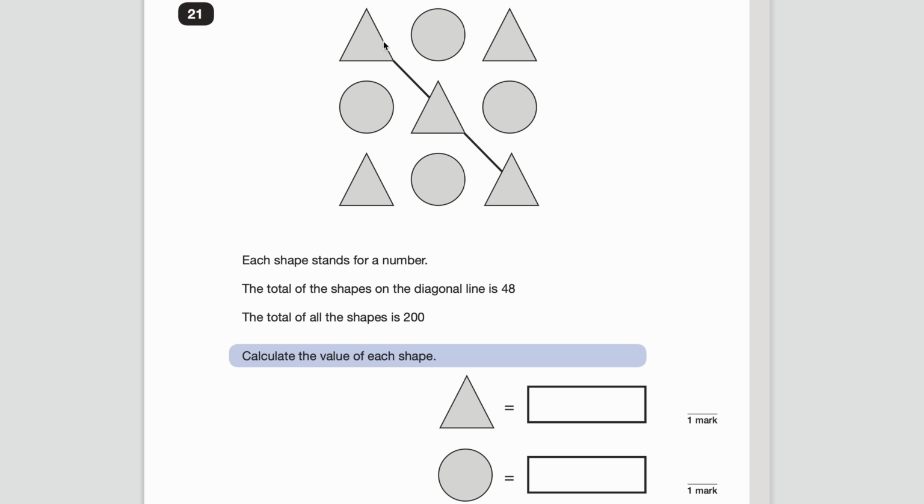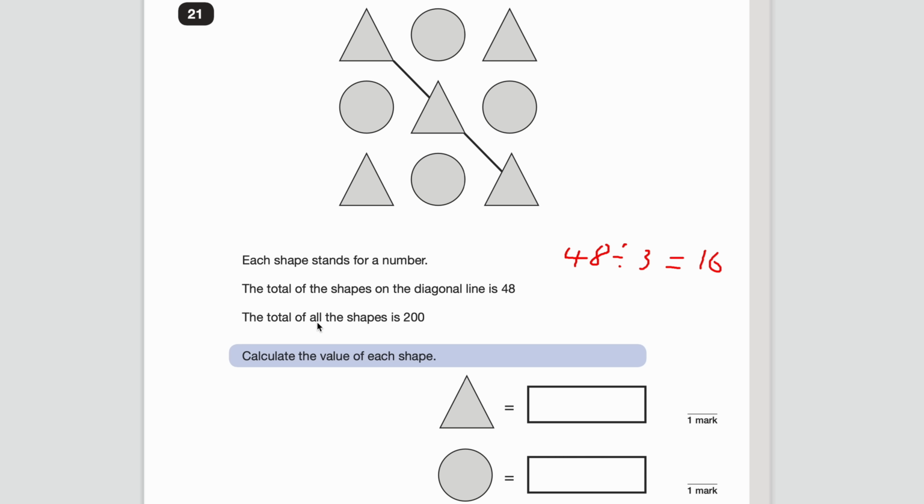So in order to work out what one of these triangles are, we need to divide 48 by 3, and that'll give us the answer. So what is 48 divided by 3? I'm going to do a quick sum in my head. 3 times 10 is 30, 3 times 6 is 18, add those together, so it's 16. Just double check that. 16 times 3 is 48. I've not had to do any working out, so that's how many each triangle is worth. That's how much a triangle is worth, 16.